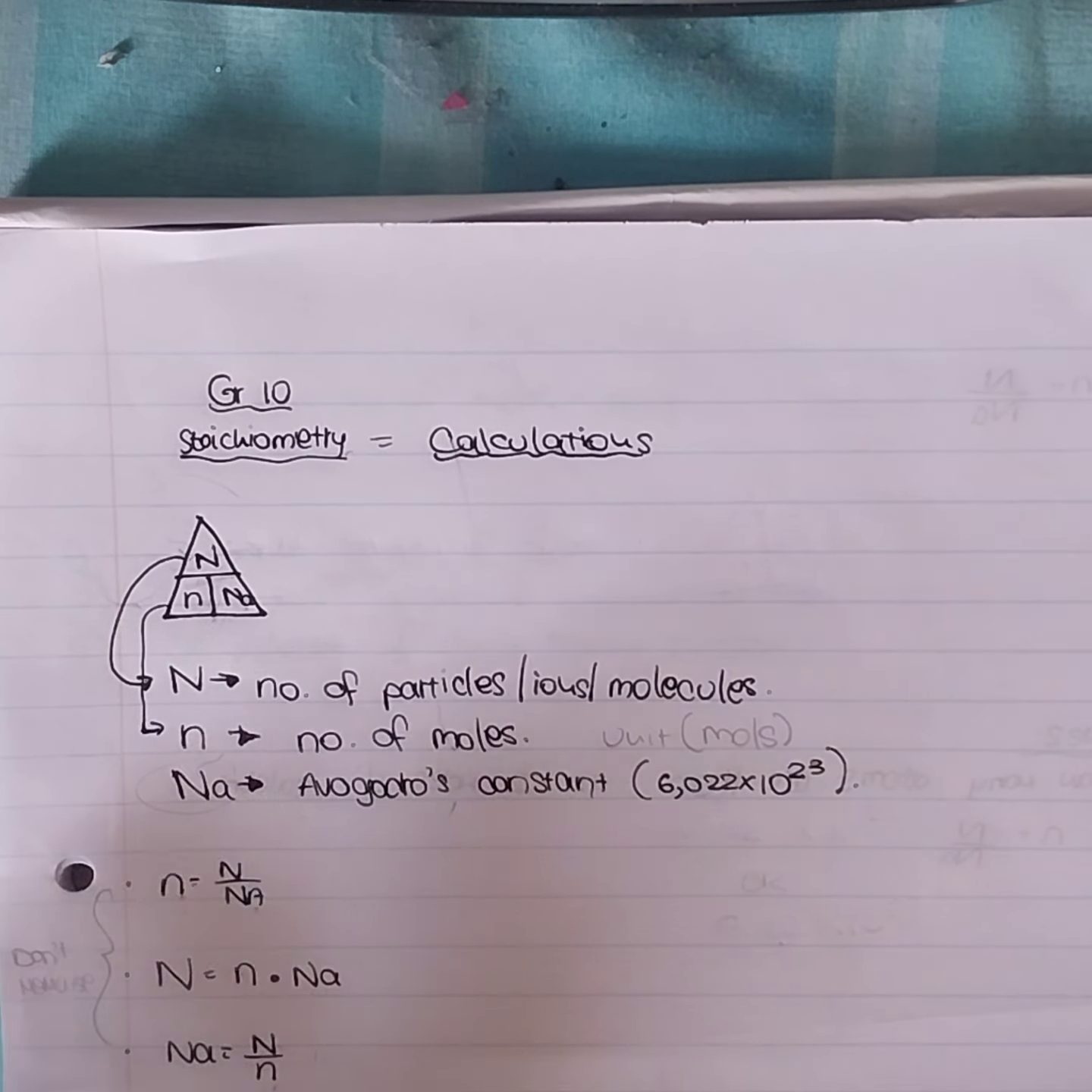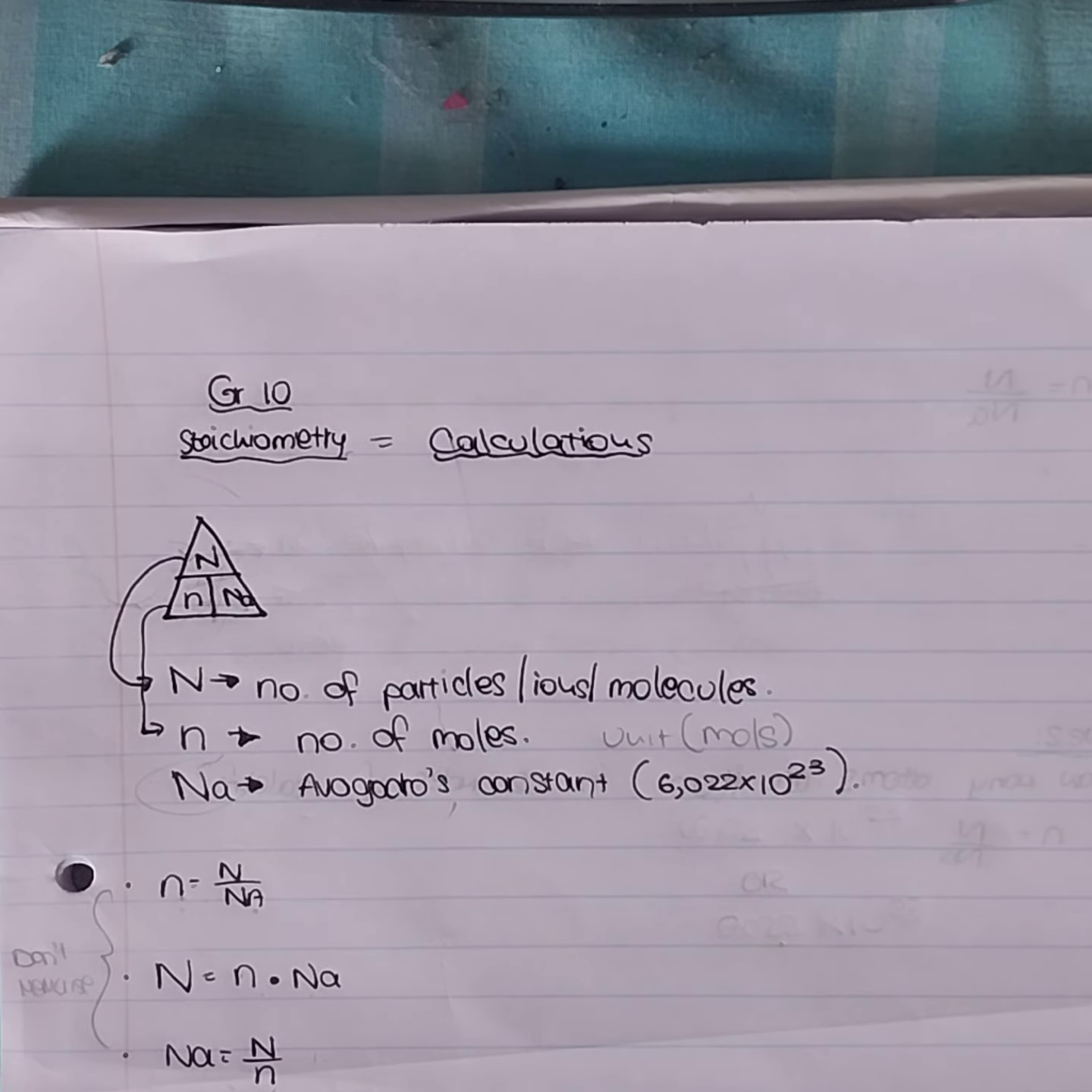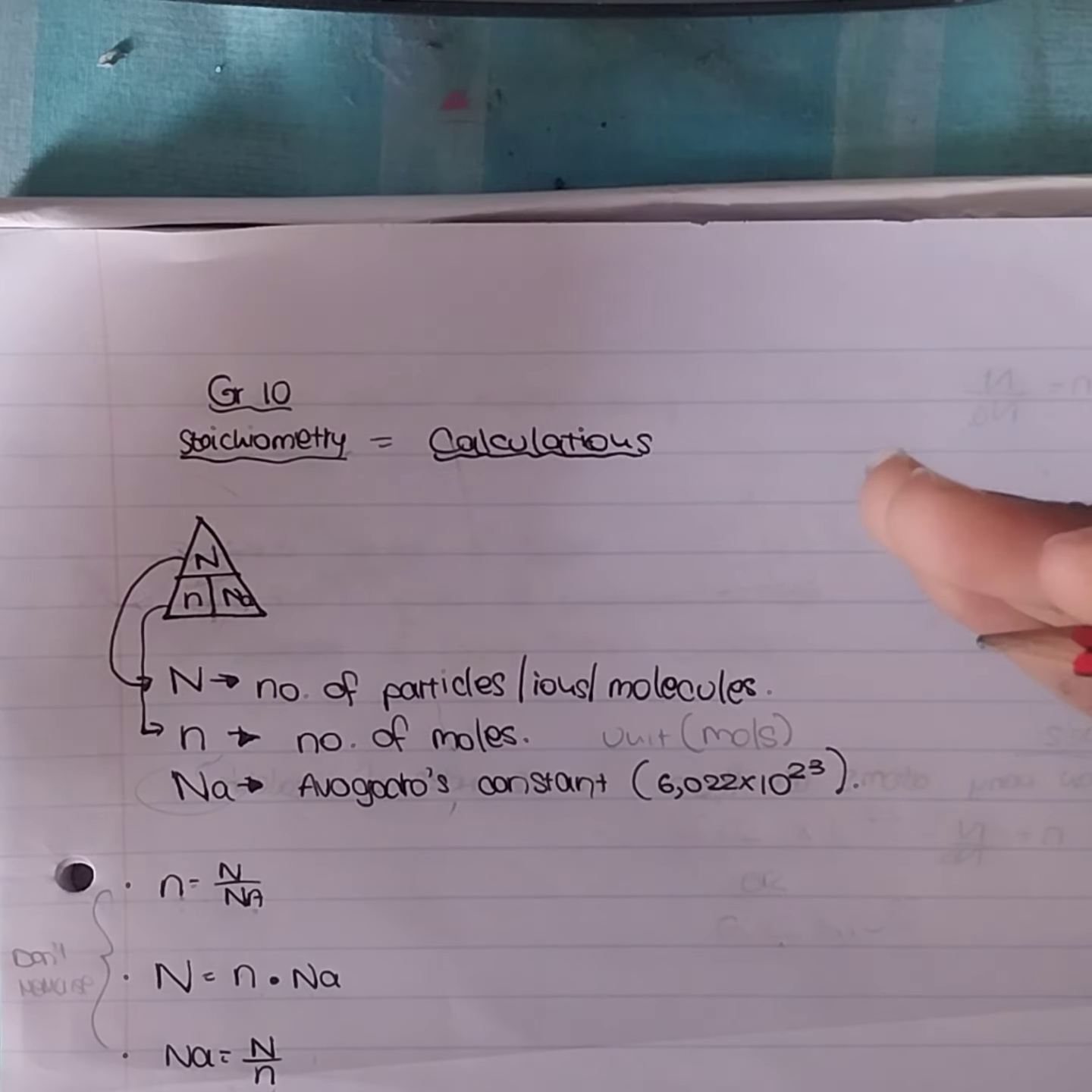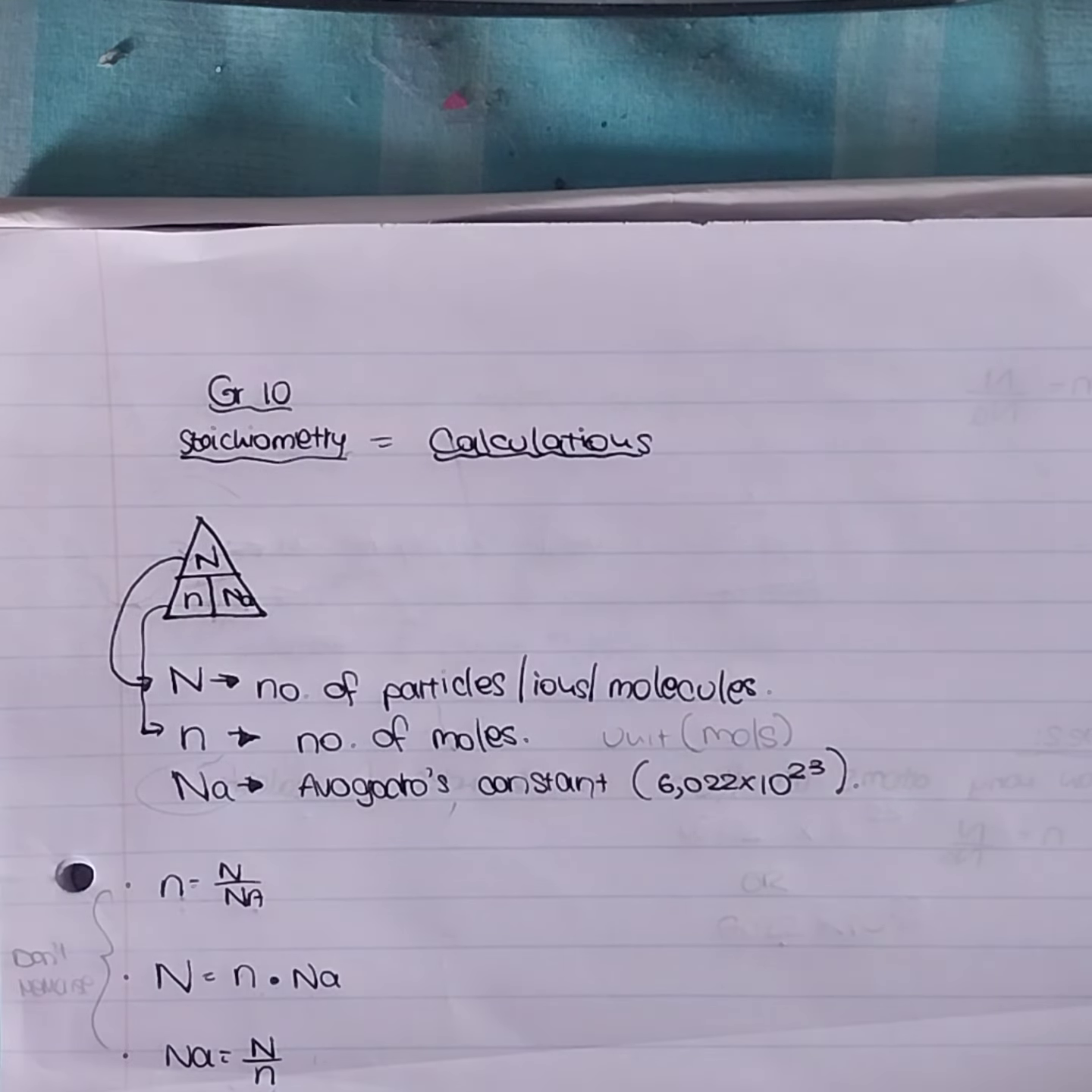Okay, what is a mole? A mole of any substance is defined as the amount of that substance. That is what a mole is. This is basically the mole constant of stoichiometry.